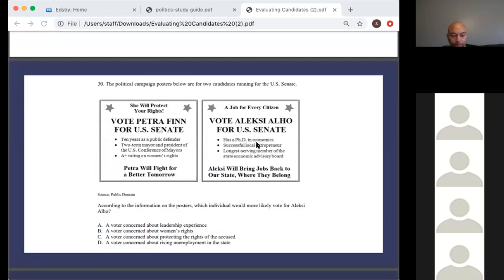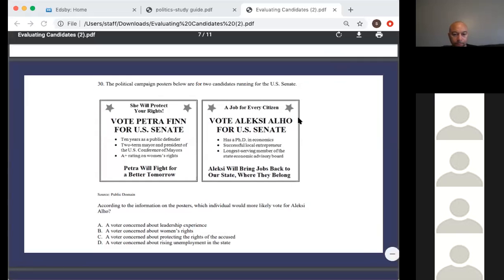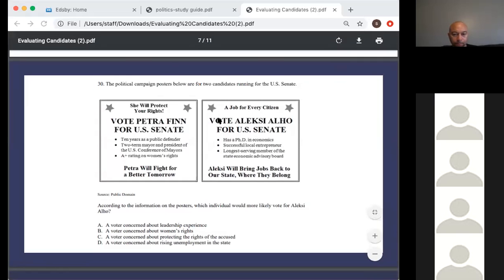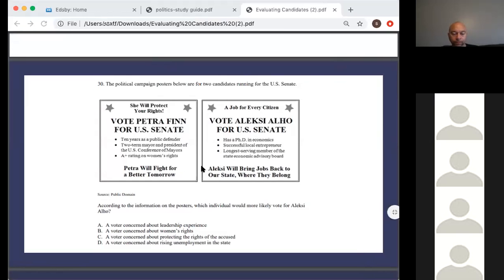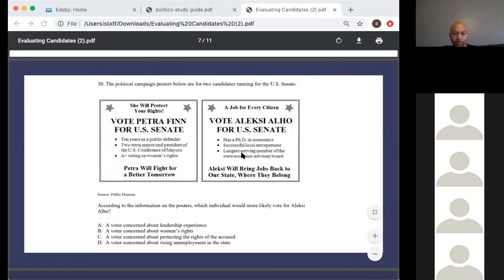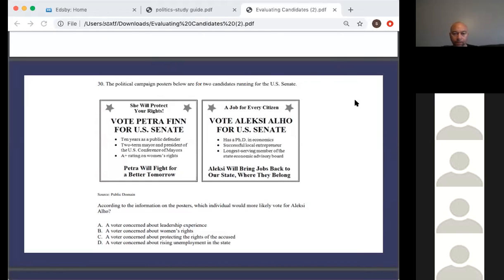Alexei Alho, a PhD, a doctor in economics, a successful local entrepreneur. An entrepreneur is a business owner. And they were a member of the State Economic Advisory Board. So according to the posters, why would somebody vote for this person, Alexei, rather than Petra Finn?